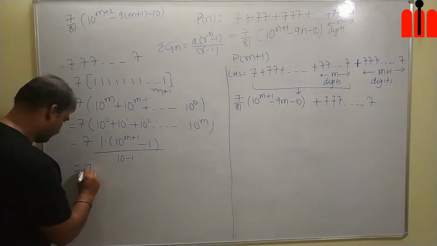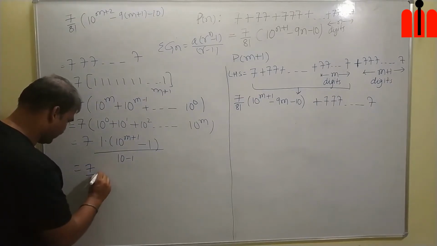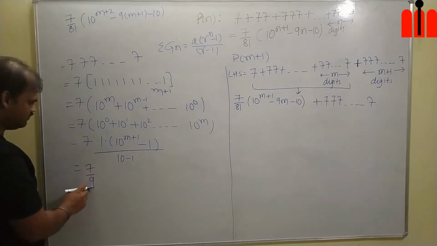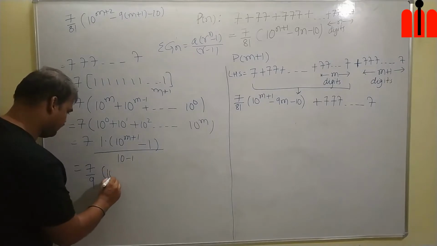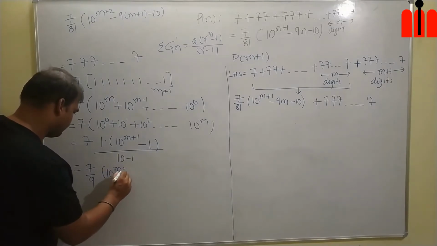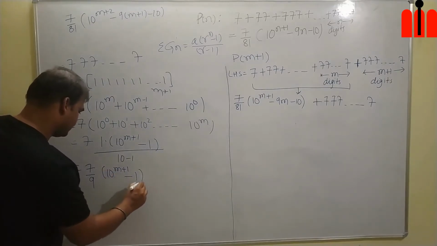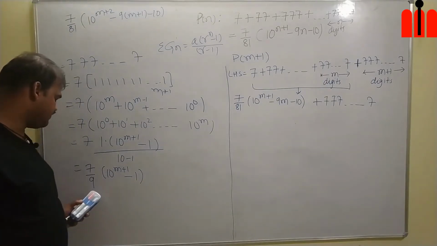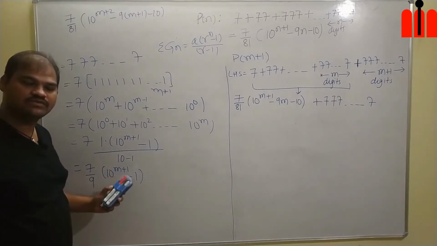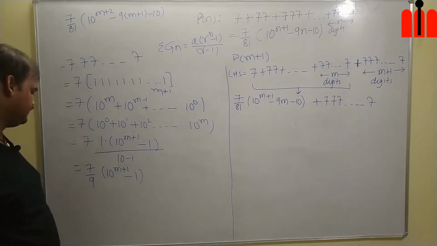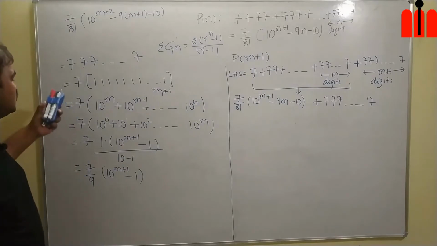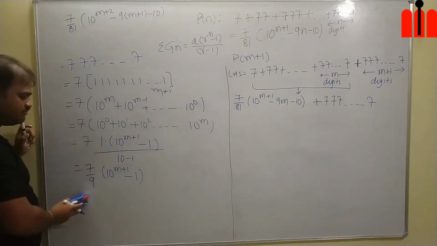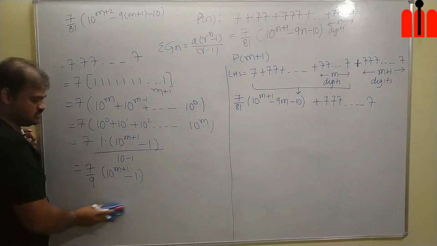So what will be my final conclusion? It is 10 minus 1, which will become 9. So it will be 7 by 9, and here we will have 10 to the power of m plus 1 minus 1. Okay, here we will have 7 by 9, 10 to the power of m plus 1 minus 1. So this entire 777 till m plus 1 digits can be replaced by this.